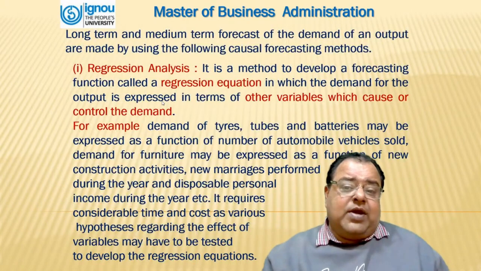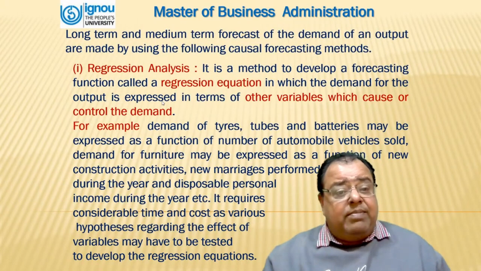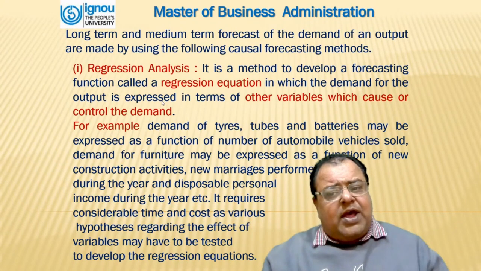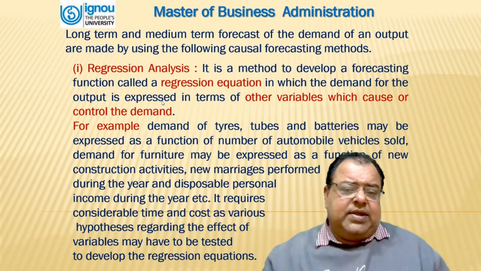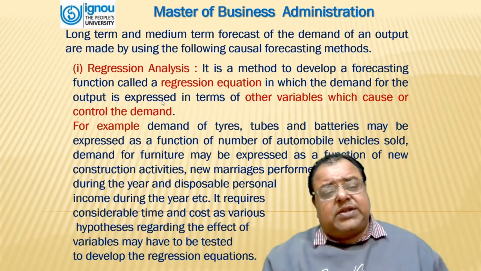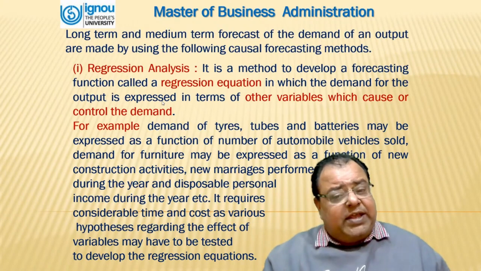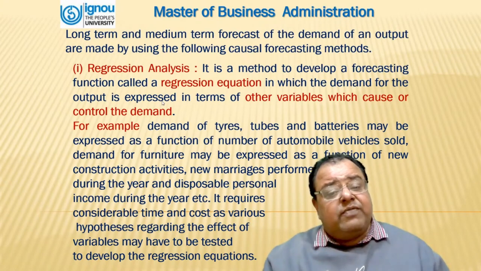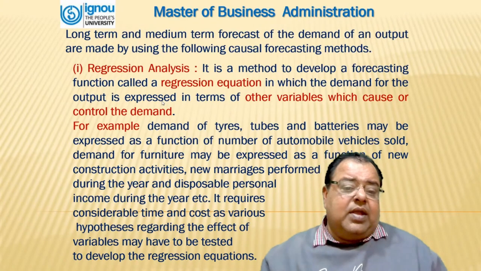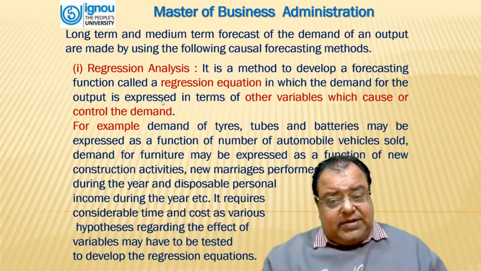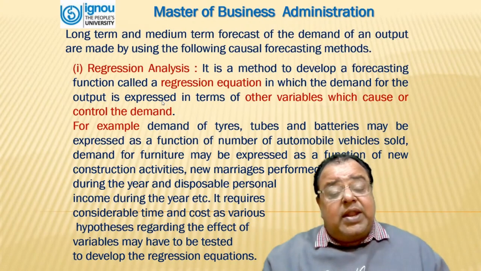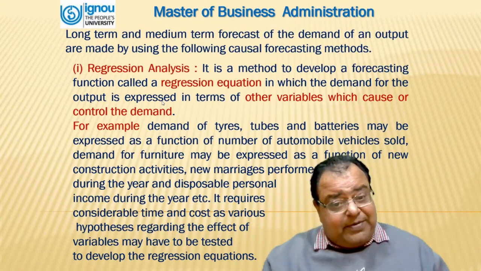Long-term and medium-term forecasts on the demand of an output are made by using the following causal forecasting methods. Regression analysis. It is a method to develop a forecasting function called a regression equation in which the demand for the output is expressed in terms of other variables which cause or control the demand. For example, demand of tires, tubes, and batteries may be expressed as a function of number of automobile vehicles sold.